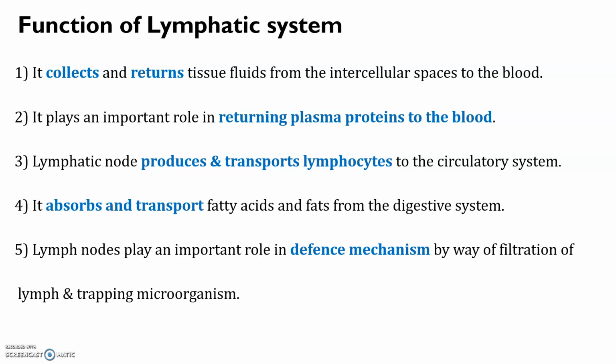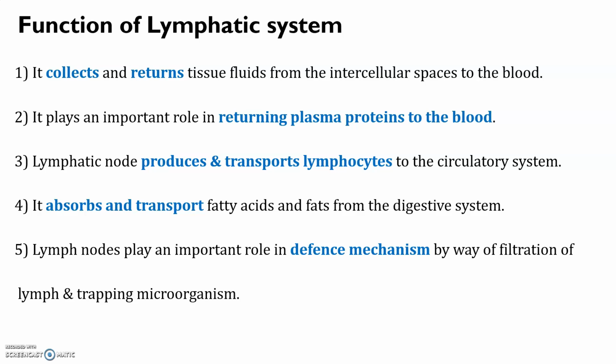First, it collects and returns the tissue fluids from the intercellular space to the blood. A very important role is returning the plasma protein to the blood. It produces and transports lymphocytes to the circulatory system. Then it acts as an absorber and transports fatty substances from the digestive system. And it also acts as a defensive mechanism, which plays an important role during the filtration of lymph and trapping of microorganisms. So this is the detail about the lymphatic system.